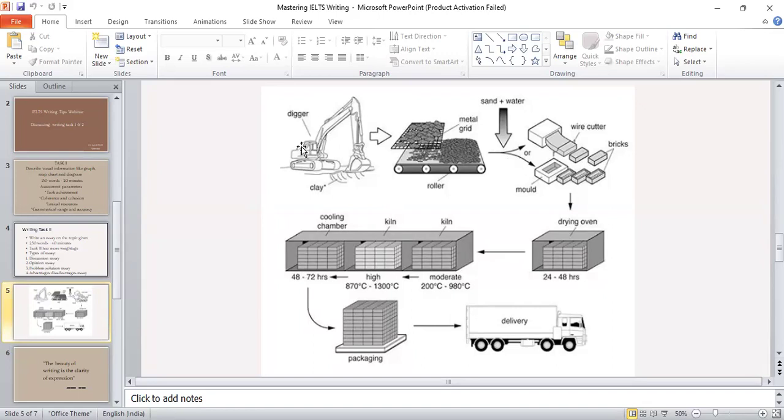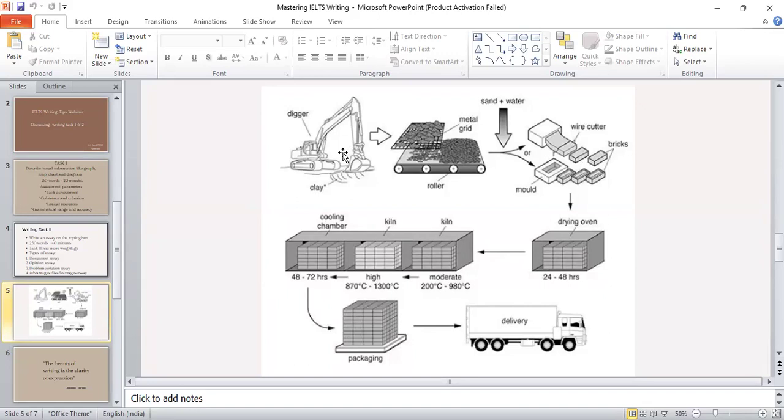So let's do this one. This is a brick manufacturing process. The first paragraph should give an overall idea about the process. So what does the diagram explain or what does the diagram illustrate? You have to mention that first. So here the diagram illustrates or the diagram explains the way bricks are made for the building industry. So that is in the question.